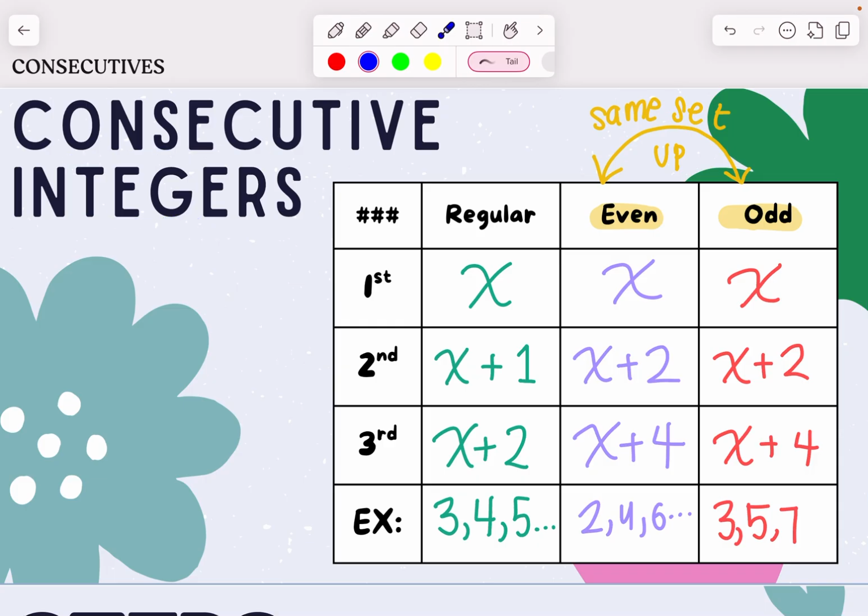I will be doing 2. Before we begin, let's just quickly recap. This is how we set up consecutive integer word problems. We're usually dealing with regular numbers, meaning they are one after the other after the other. And then we have even and odds, where the first number is either even or the first number is odd, and we're going to be skipping a number in between.